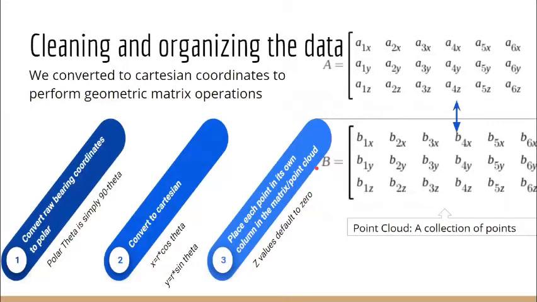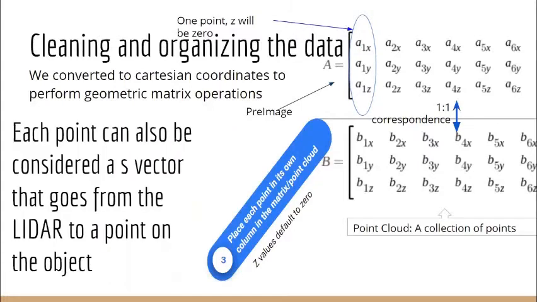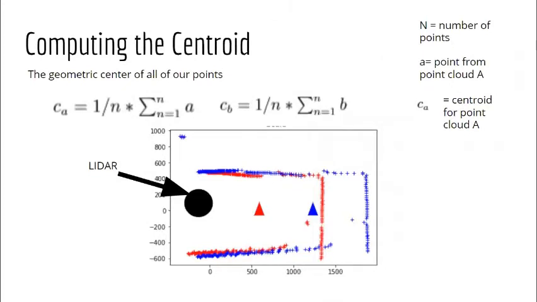These are in one-to-one correspondence, point 1 to point 1. The z is kept at 0 because you have a 2D LiDAR, and the x and y are simply r cos theta, r sin theta. Another thing to keep in mind is that each point can also be considered as a vector between the LiDAR and the object itself. And this will be important in the calculations that we will be showing right now.